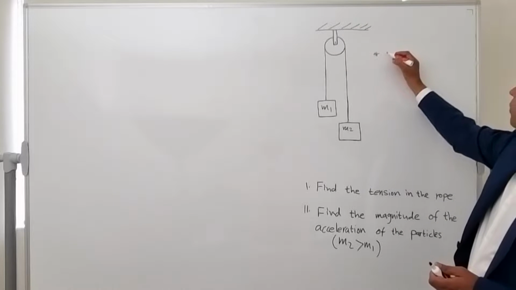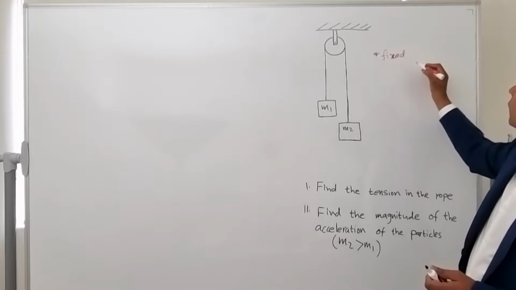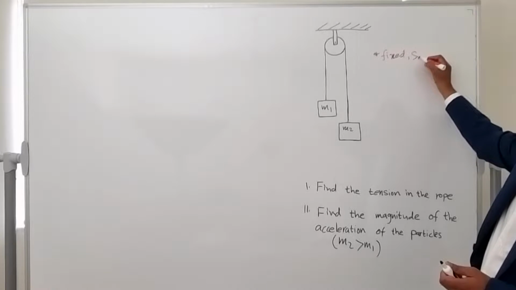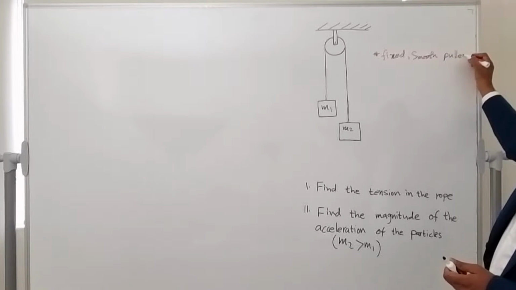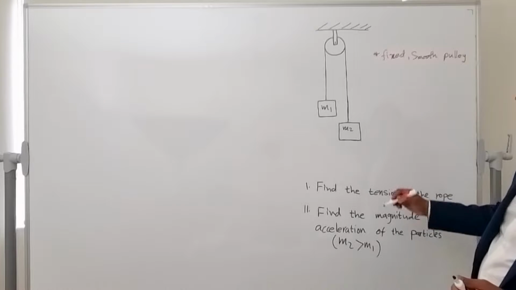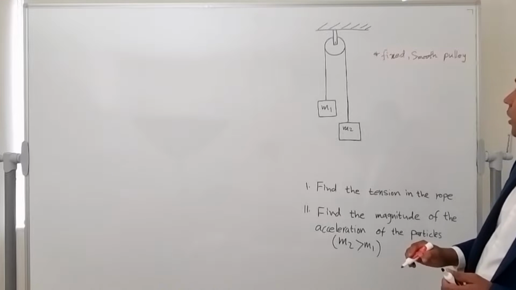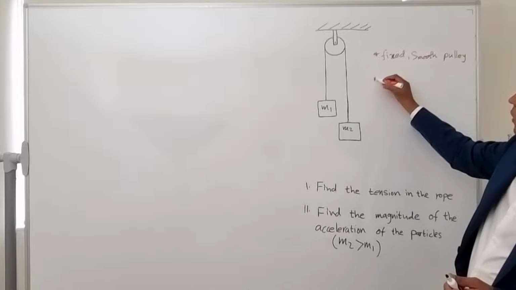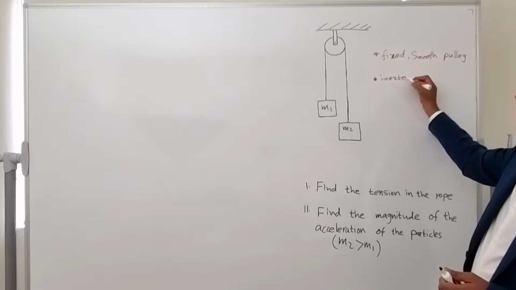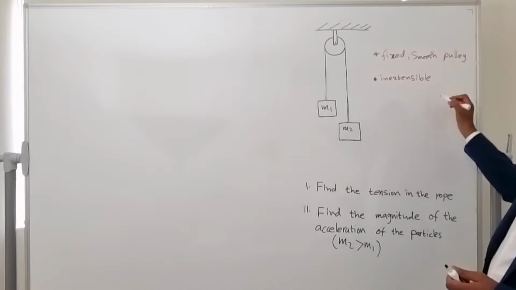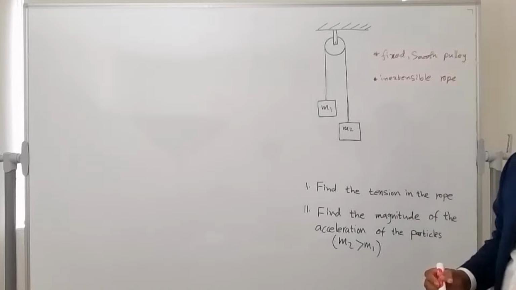So we assume the pulley is fixed and smooth pulley here, right? And we have a string which passes through this pulley. Okay, so that string should be an inextensible rope or string. So what does this mean, inextensible?